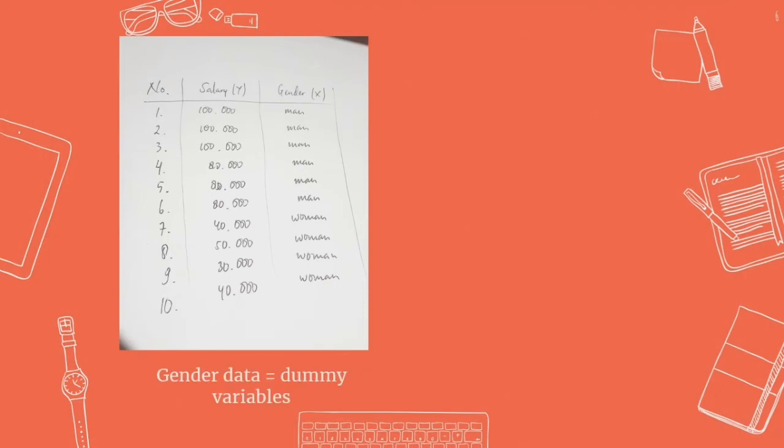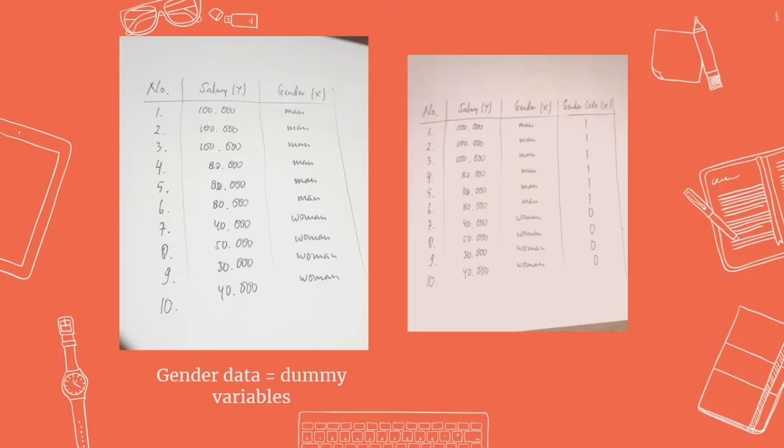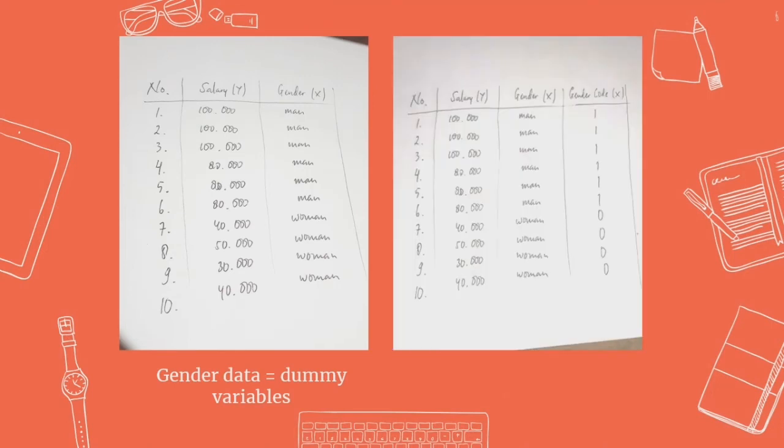Gender data could also be called a dummy variable. Furthermore, to make it easier to analyze the data, we have to provide a code for this gender, or X, variable, namely a code of 1 for man and 0 for woman. After coding is done, the data display becomes like this. Now let's jump into the tutorial about a case of regression analysis using a dummy variable with SPSS software.